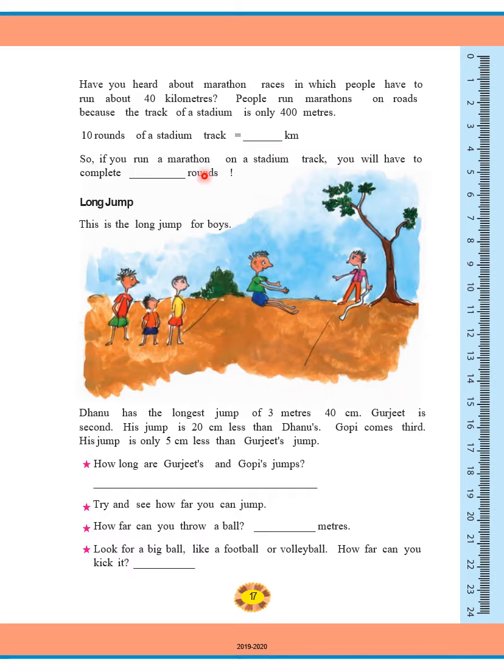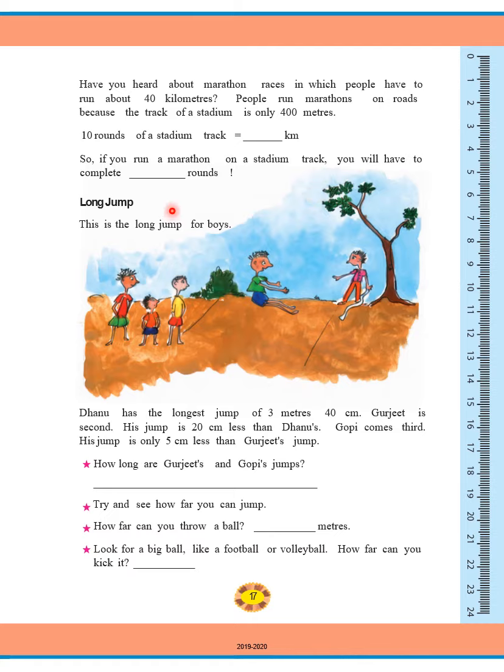So if you run a marathon on a stadium track, you will have to complete how many rounds? 40 kilometers is equal to 40,000 meters. And the distance covered in one round of a stadium track is only 400 meters. If we have to find the number of rounds for 40,000 meters, then we will divide 40,000 by 400 and that is equal to 100 rounds.